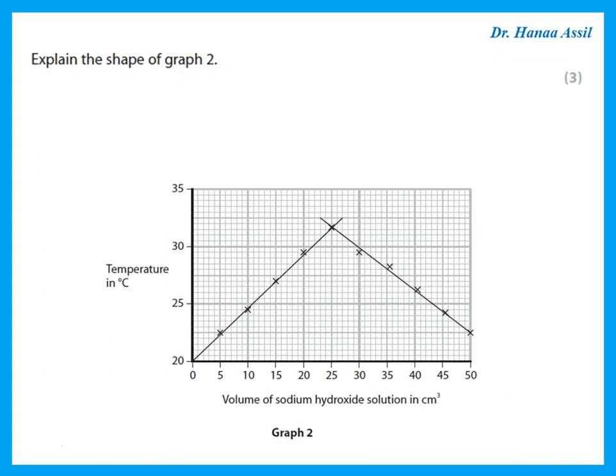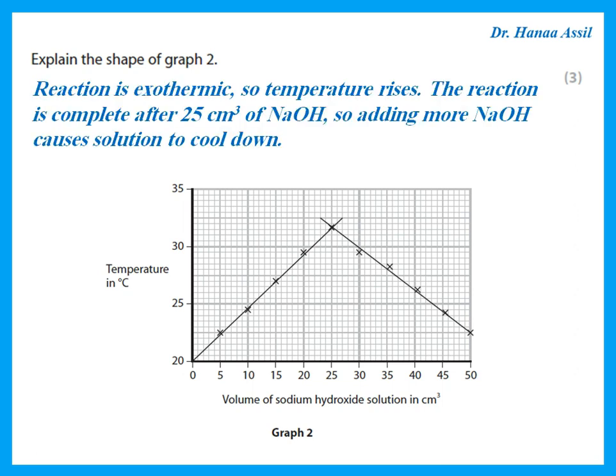Now, what is graph 2? This is the graph. Now, explain the shape. What is happening? He is adding sodium hydroxide solution. At the beginning, the temperature keeps rising until we reach a maximum at 25. Now, adding any more sodium hydroxide, the temperature starts to decrease. And that means that, first of all, the reaction is exothermic. So as it reacts, the temperature rises. The reaction is complete after 25 because adding any more sodium hydroxide causes the solution to cool down. So that is what we can learn from the graph.